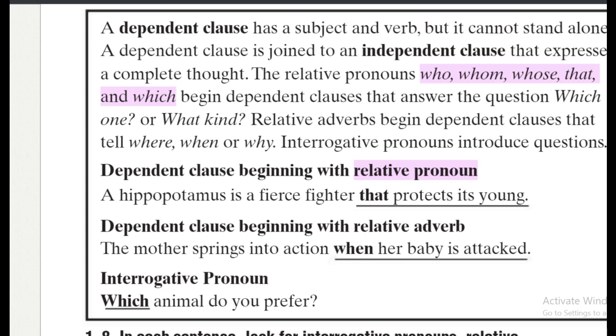In some other dependent clauses, we might find the word when. The word when is a family member, and the name of its family is relative adverb. The family of relative adverb has other members like where, when, and why. So, to sum up, we are having two families.